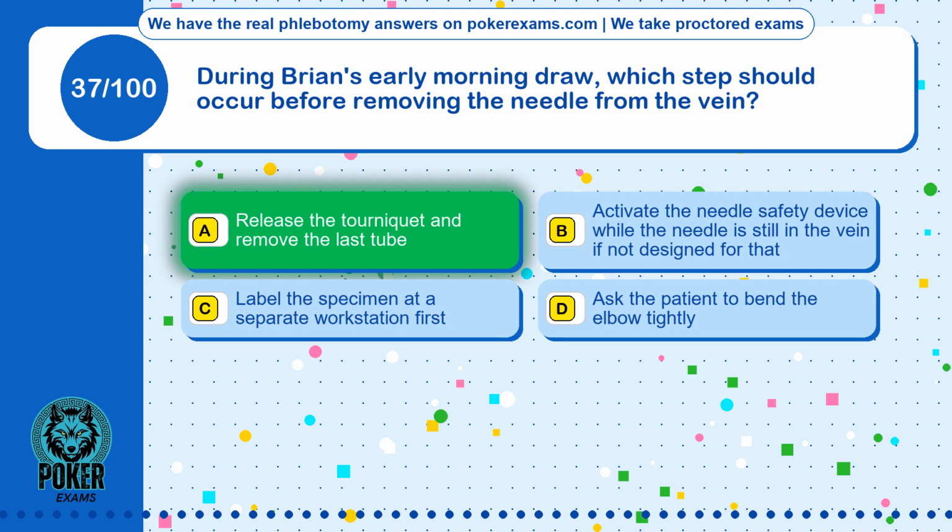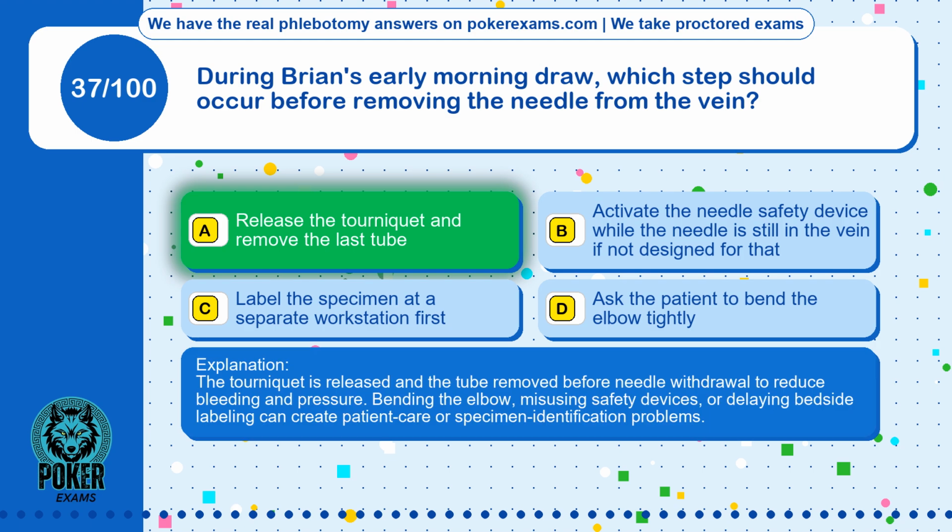The correct answer is option A. Release the tourniquet and remove the last tube. The tourniquet is released and the tube removed before needle withdrawal to reduce bleeding and pressure. Bending the elbow, misusing safety devices, or delaying bedside labeling can create patient care or specimen identification problems.